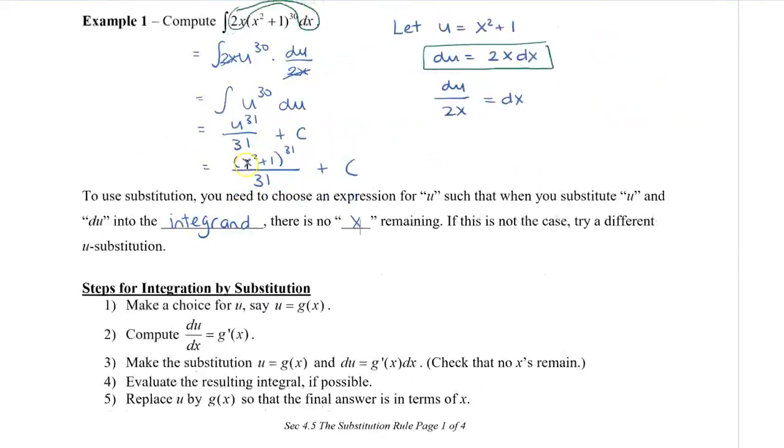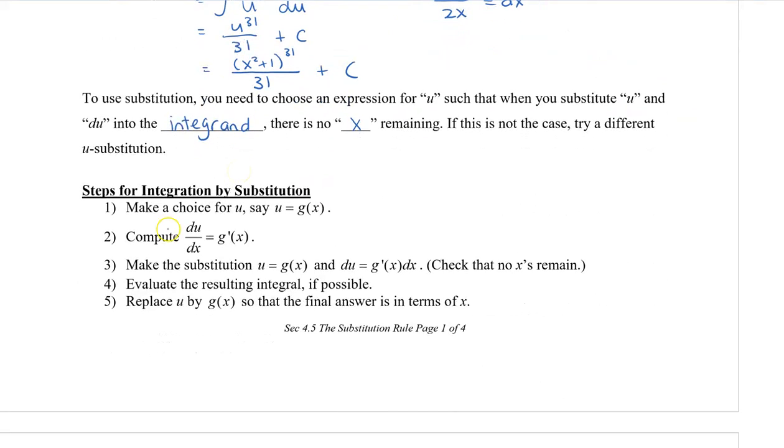So the steps for integrating is first make a choice for u. Say u equals g of x. We're going to compute the derivative, du dx equals g prime of x. We're going to make the substitution for u and for du.